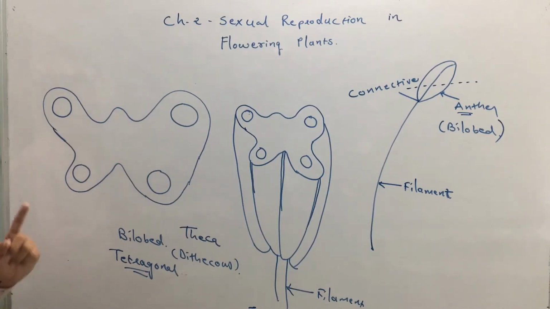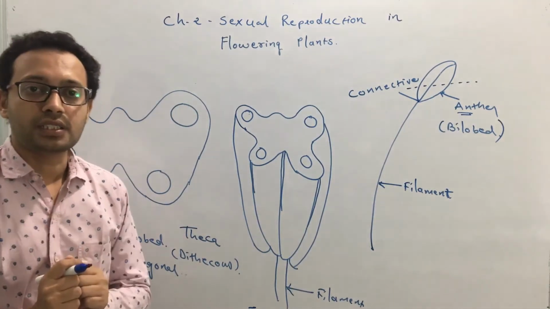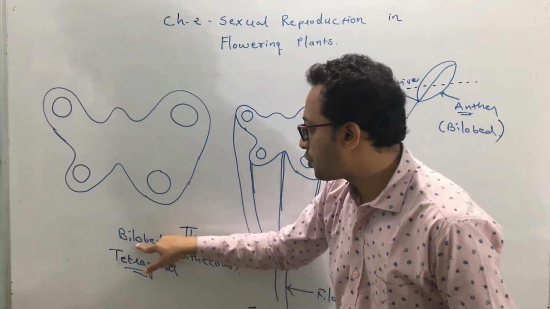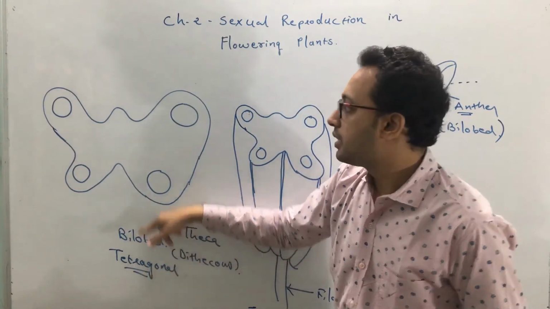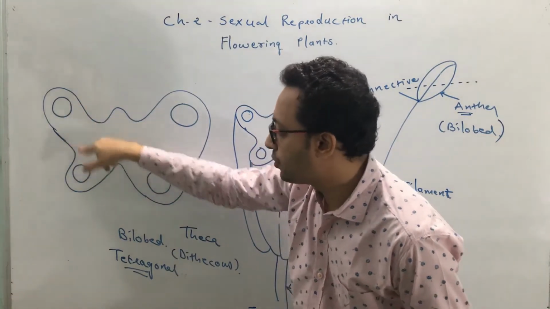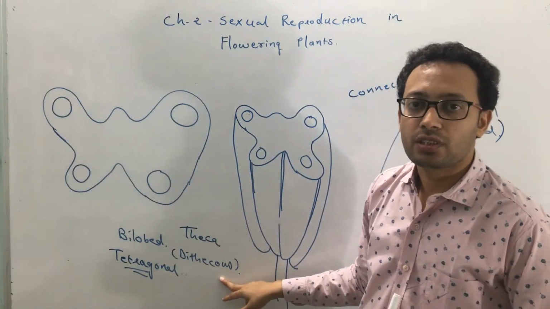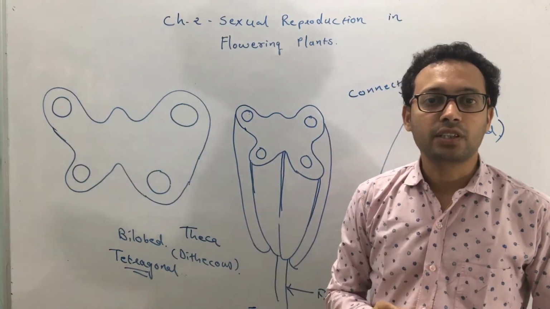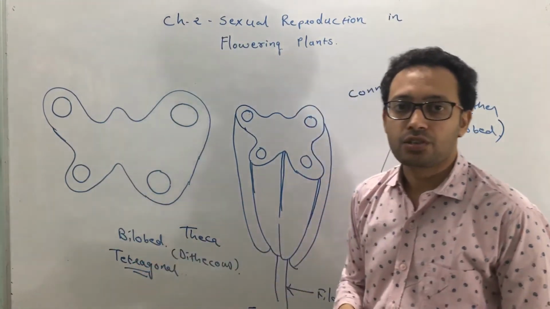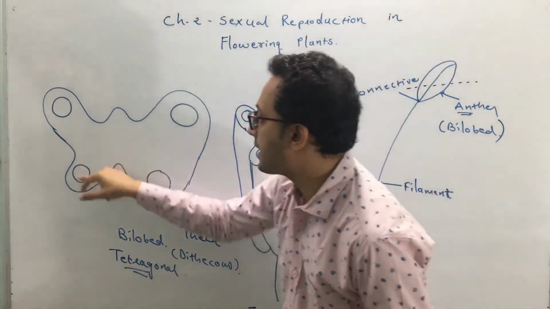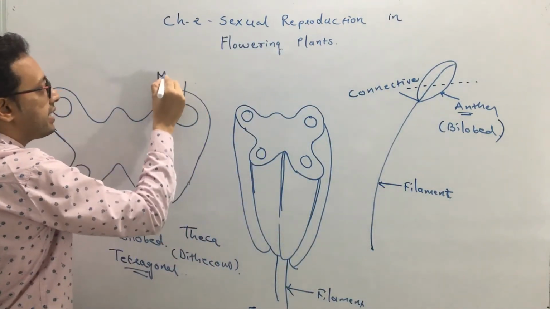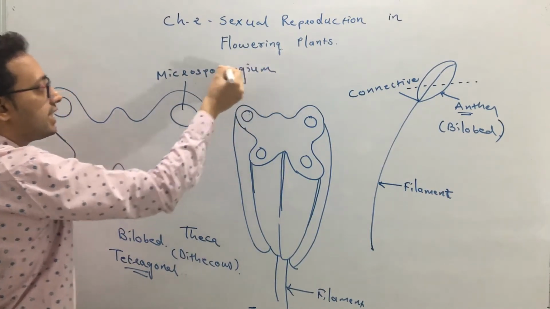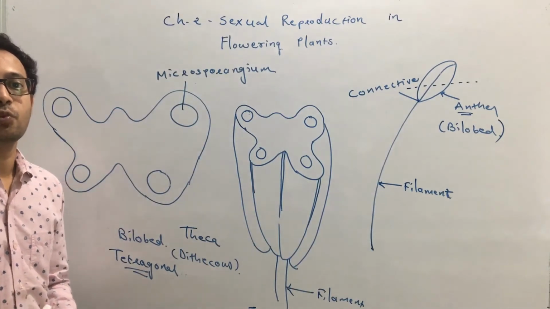I again repeat, when you learn the internal structure of an anther, the anther contains how many lobes? 2 lobes are present, so it's called bilobed. Each lobe contains how many theca? 2 theca, so it is called a dithecous structure. How many sides or corners are present? 1, 2, 3, 4. There are 4 sides and corners, so it is called a tetragonal structure. Each corner contains a microsporangium. This is singular; here there are 4, so it's called microsporangia.